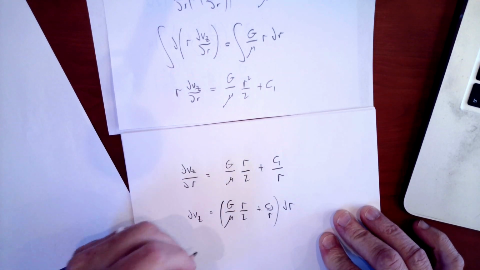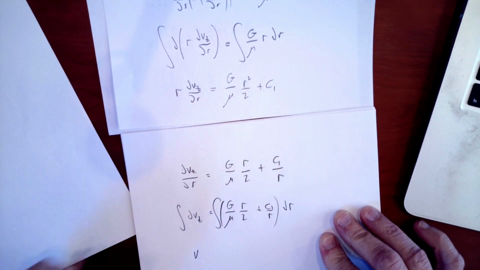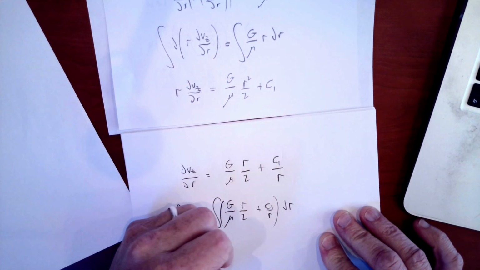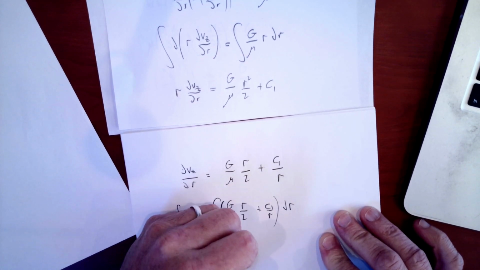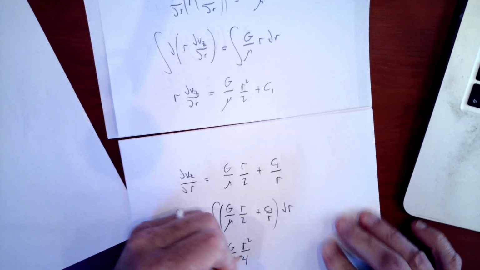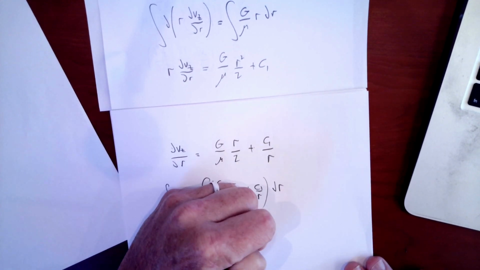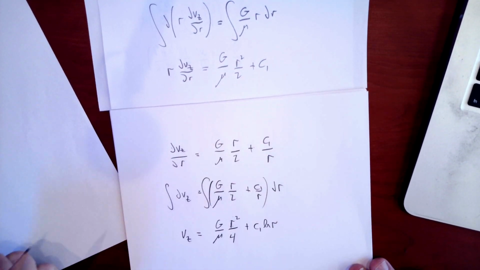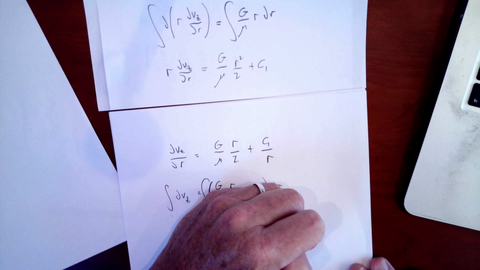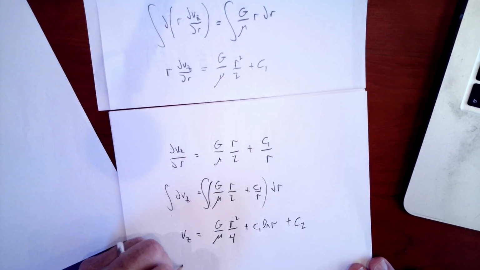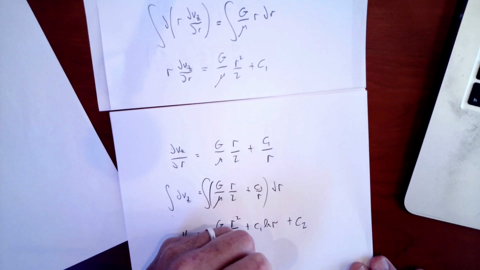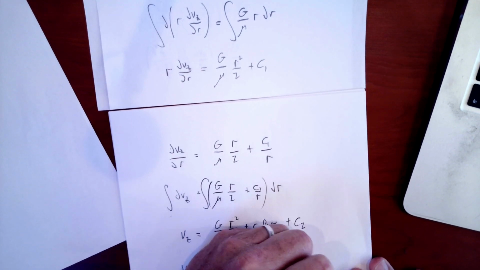And so I have Vz on the left, putting my integration sign in here. Vz on the left, because it's just dvz, so the integral is just Vz. And then I've got g over mu times r squared over 4 plus c1 ln of r. If you recall your logarithmic integrals, the integral of 1 over r is ln of r, and then I have to add a second constant of integration, c2. So my final solution here is g r squared over 4 mu plus c1 ln of r plus c2.